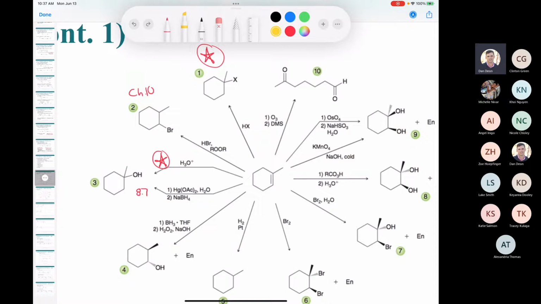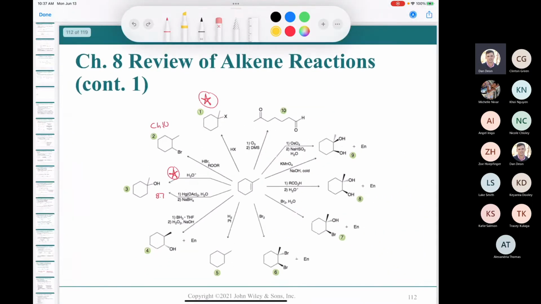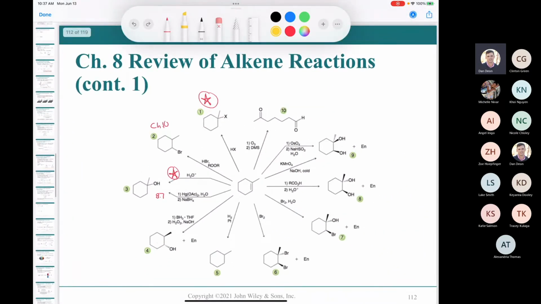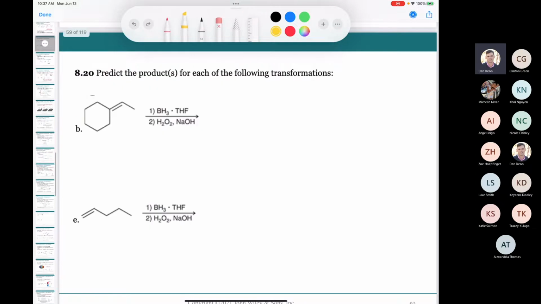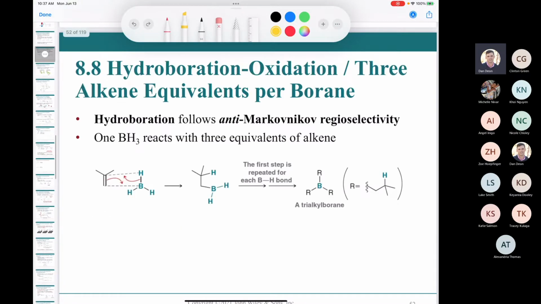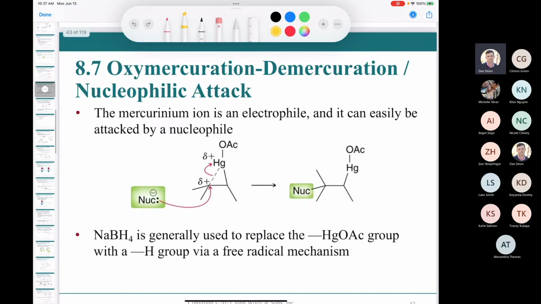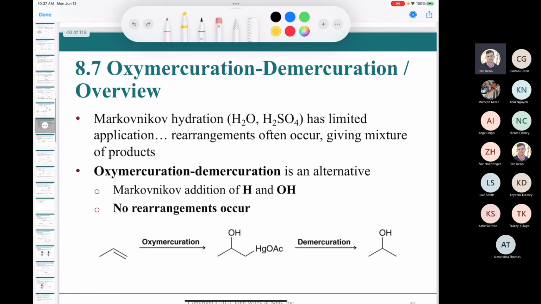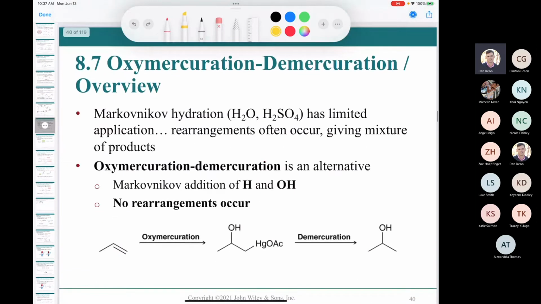All right. So again, for section 8.7, you don't need to know the mechanism, but we do talk about it a little tiny bit to provide you with a little bit of rationale as to why it happens. It's a Markovnikov addition of water that avoids carbocation rearrangement. So let's go all the way back from whence we came, which is way back here. Here we are. Section 8.7.